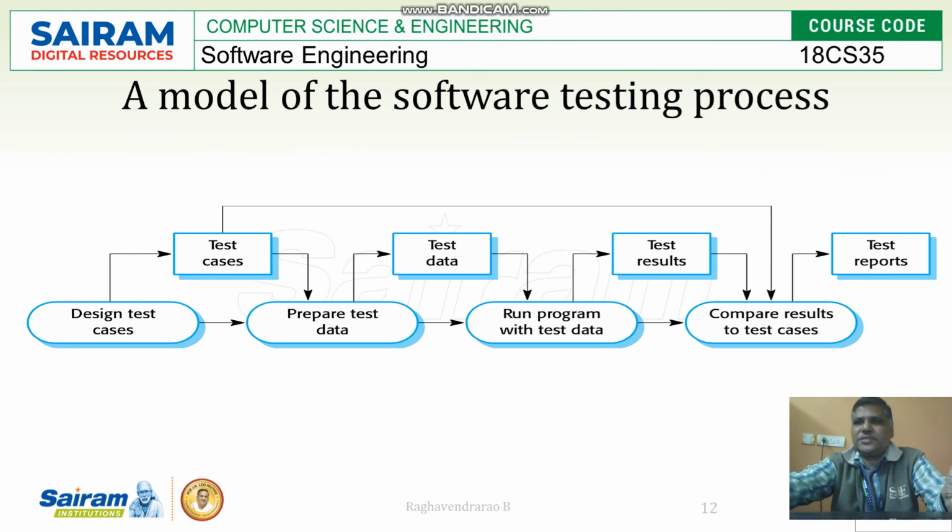Model of the software test process: how this process continues. Now you see that here so many test cases are there, and the test process: design test cases, prepare the test cases, run the program with the test data, compare the test results, then test reports. First of all, you have to start with designing the test cases: what you have to test in that particular program or module. Then you prepare the test cases, and sample test data has to be given. Then you run that test data to see whether you get the proper results. If you do, the test cases pass, and test reports are generated.